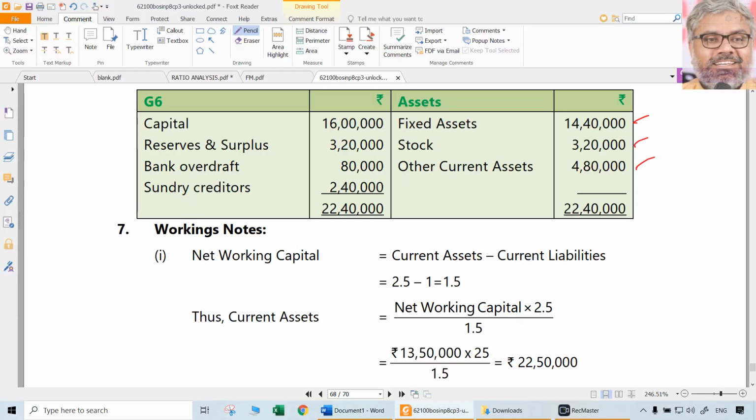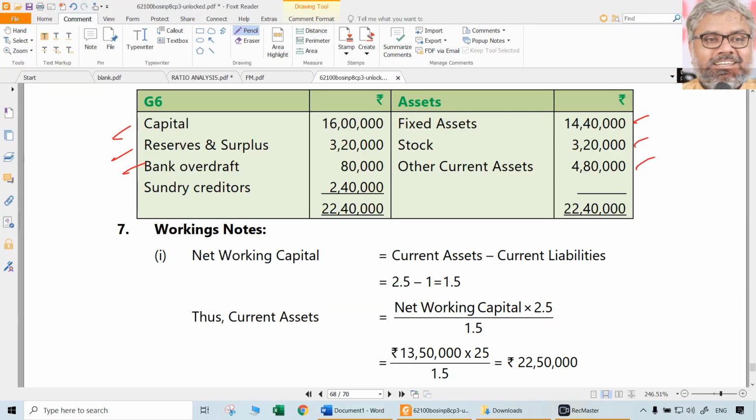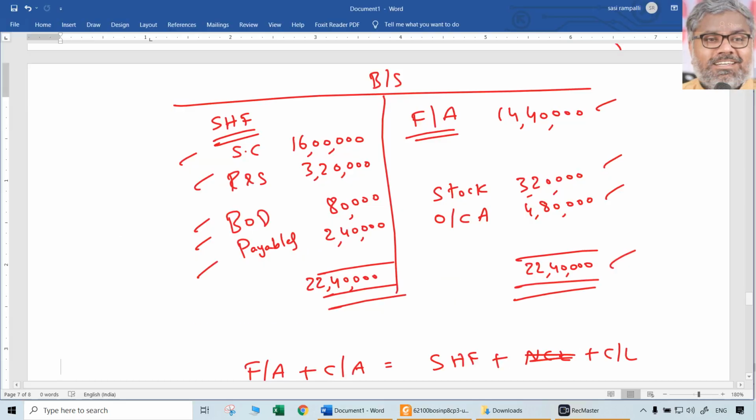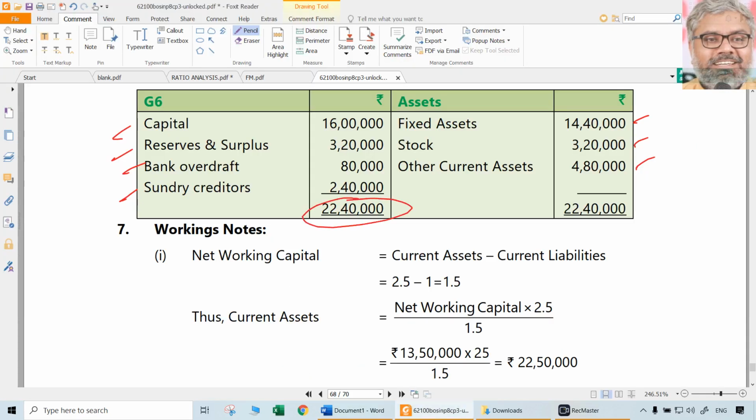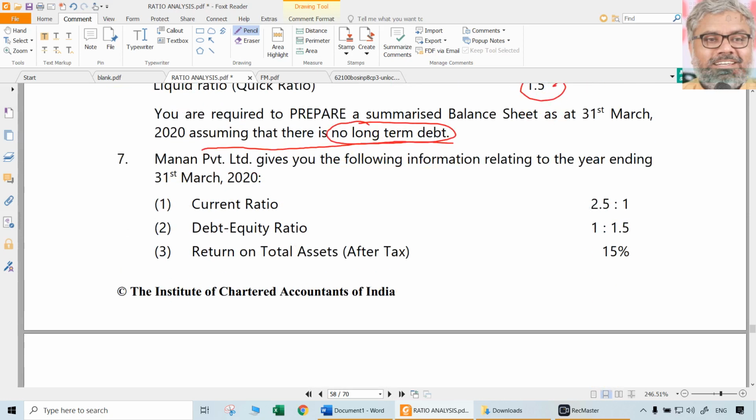Same way, share capital 16 lakhs, reserves and surplus 320, bank overdraft is 80, and payables or other current liabilities you can call them, or creditors you can call them, that is 2,40,000. Total is 22,40,000. That is another way of asking questions, and very, very popularly asked. 5 marks question will be generally like this. Not necessarily in the same way. Formulae, whatever ratios are given, those will be completely different. What is asked could be completely different.